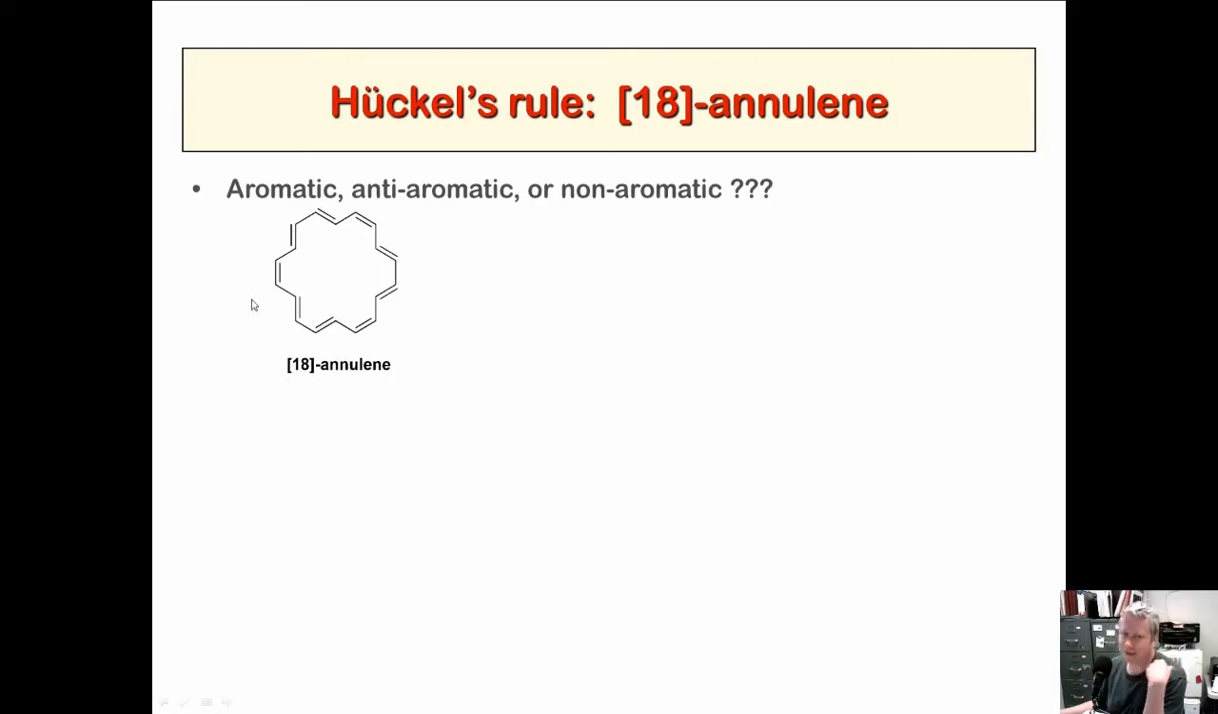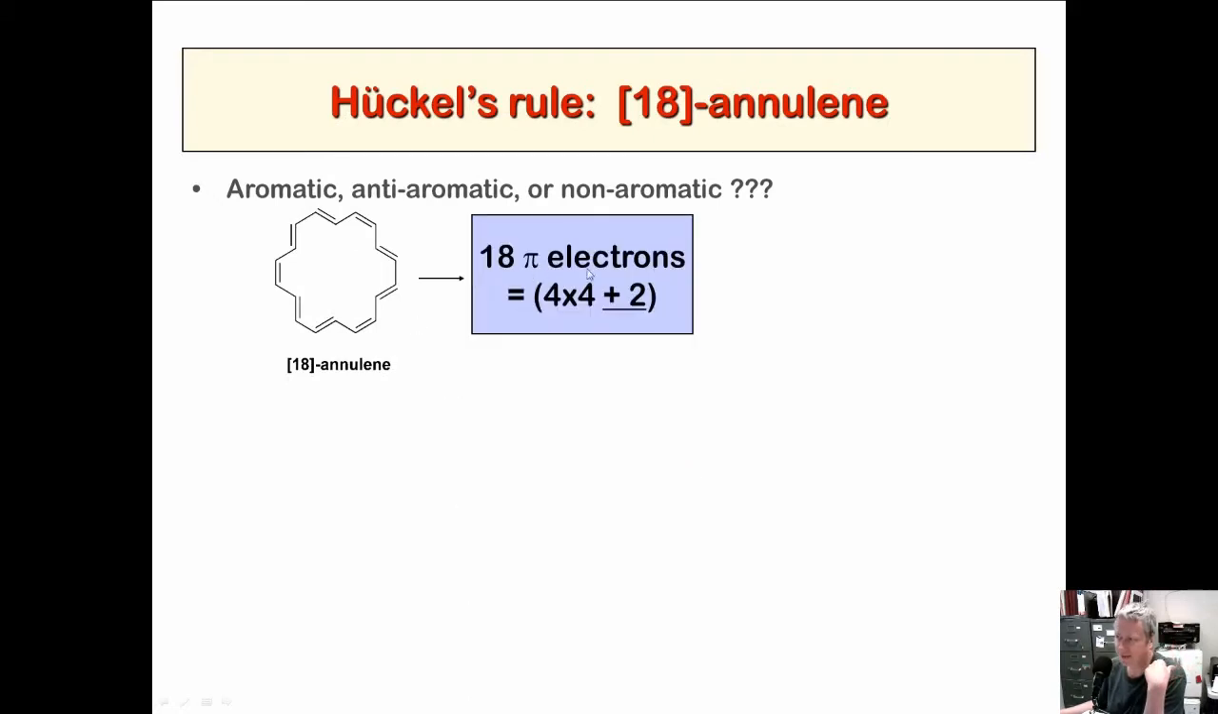And with the 18 electrons, they're all contiguous sp2, right? Every one of those is like an alkene, so they're all sp2. Those are the requirements for aromaticity. So it's 18 pi electrons, which is 4 times 4 plus 2. 16 plus 2 is 18. Totally aromatic, okay?